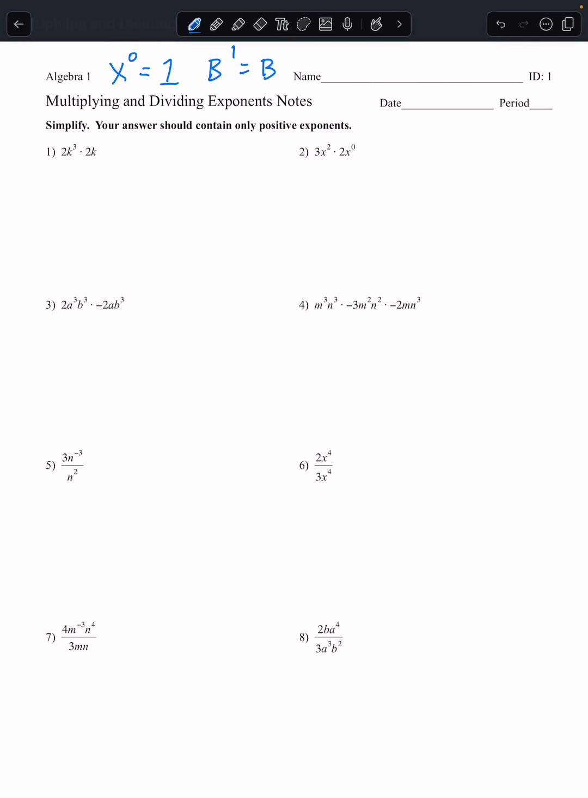And then remember, we'll talk about the negative exponents here in a minute. So let's jump right in and look at question number 1.